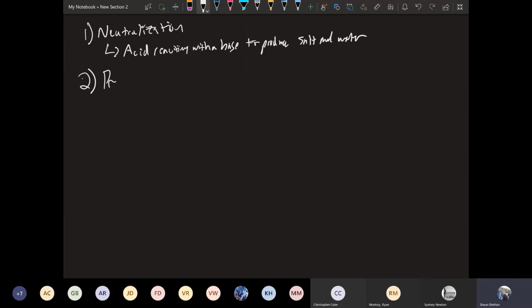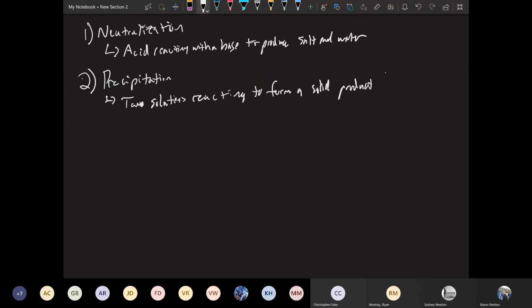Second type is precipitation. Precipitation is where you have two solutions reacting to form a solid product. And that solid is what we call the precipitate.